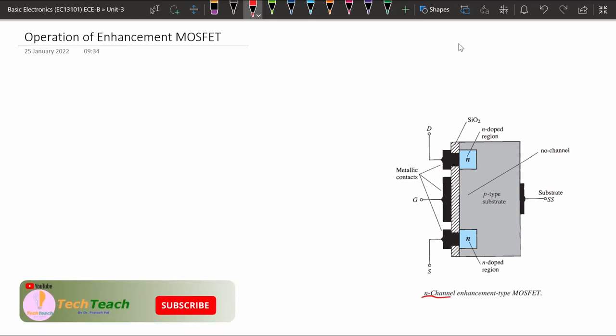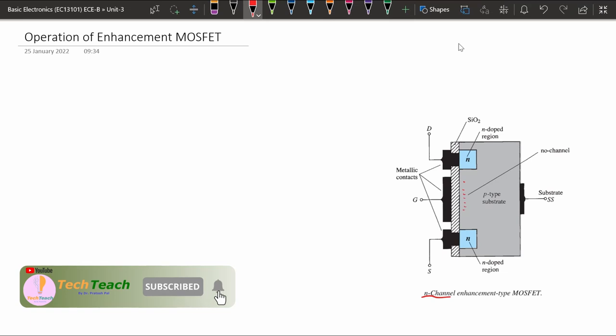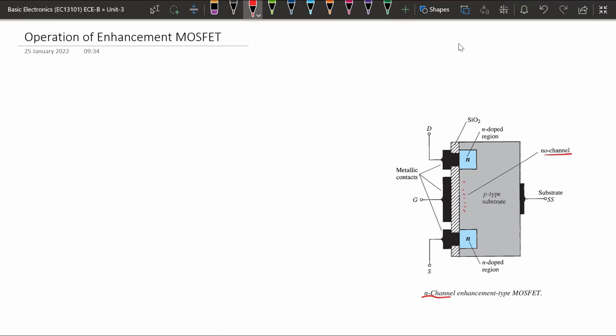Here, initially in this region, there is no channel. So this is the enhancement type MOSFET. Initially there is no predefined channel. In terms of depletion and enhancement type MOSFETs, the difference is that there is no channel in enhancement. So we need to create a channel to have some conduction between drain and source. To create a channel, we need to apply a gate voltage that attracts electrons into the channel region. These are the source and drain of N-type, so the channel should have electrons available in this region.